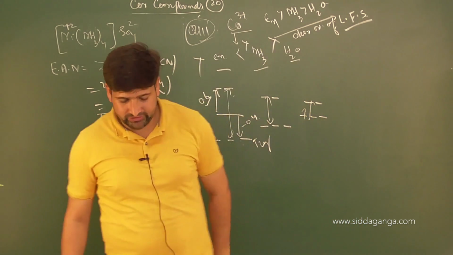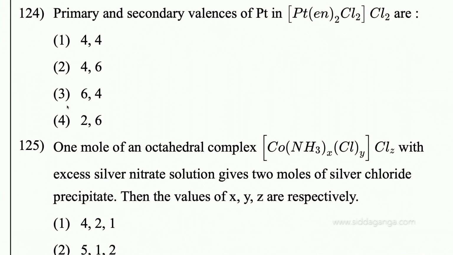Question 124. What's it asking? Primary and secondary valencies of platinum in Pt(en)2Cl2 is, what's the number of primary and secondary valency? You can see that primary valencies are how many? Primary valency means ionizable valency here. So how many are there out of coordination? 2. So primary valencies are 2 and secondary valencies are how many?